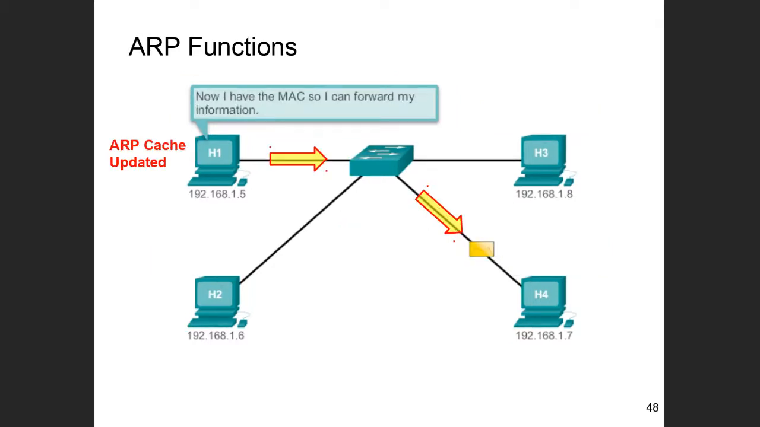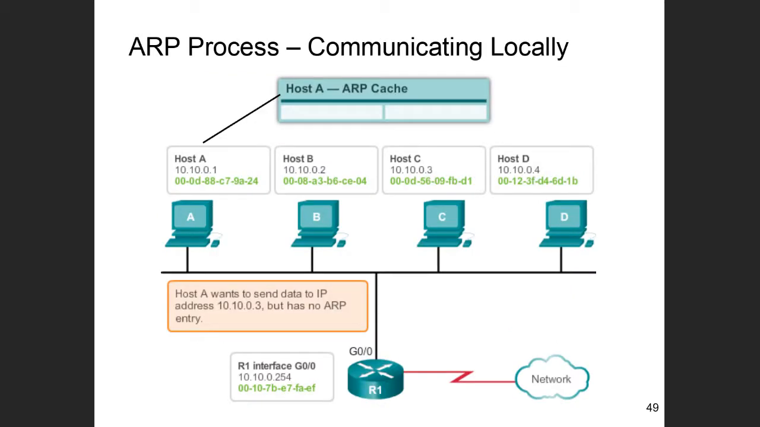Now the original workstation H1 has the updated ARP cache, and now he can do what he wanted to do originally, which was send a ping or send a packet to that workstation H4. So that's the ARP process. And within devices in the same classroom, the 24 students would be able to learn each other's MAC addresses, finding what their IP addresses are if they need to ping them.